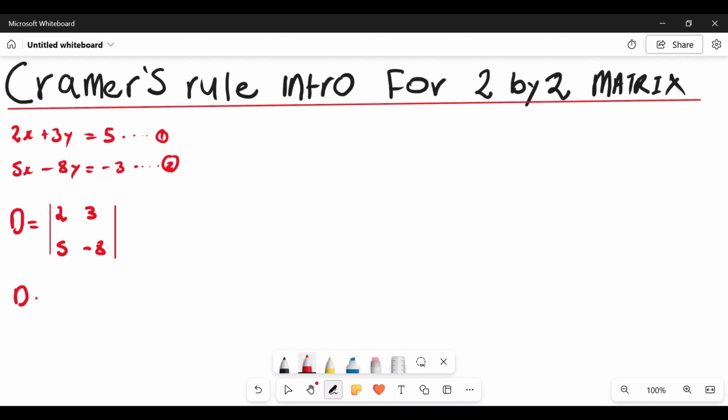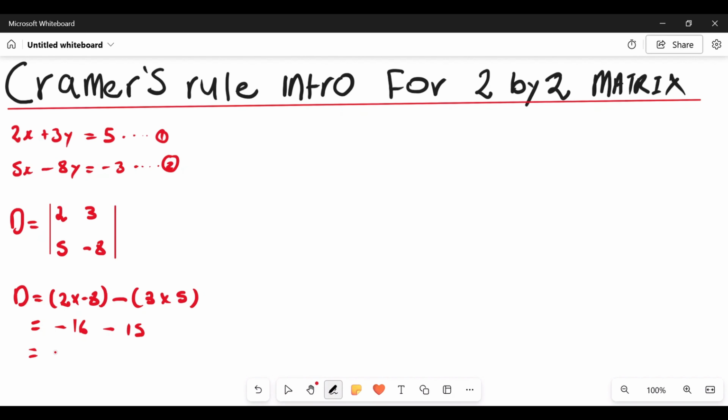Guys, when you calculate the determinant, like I said before, you multiply the first entry, which is 2, by the fourth entry, which is negative 8. The product here is going to be subtracted by the product of the second entry and the third entry. And this here is going to give us negative 16, negative 15. So all in all, this is going to give us negative 31. There we go. Now that we have defined our determinant, it's time for us to find the determinant for x.